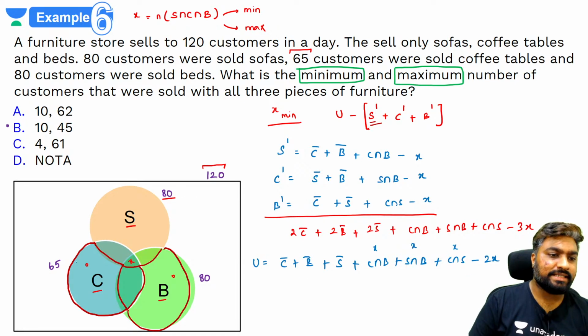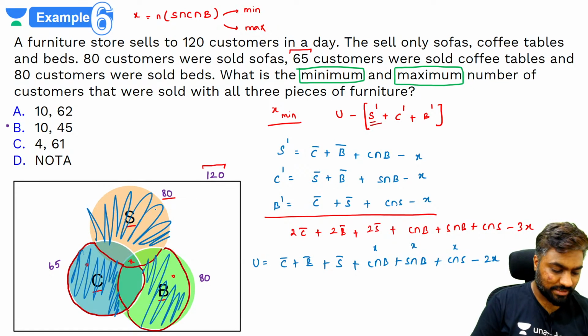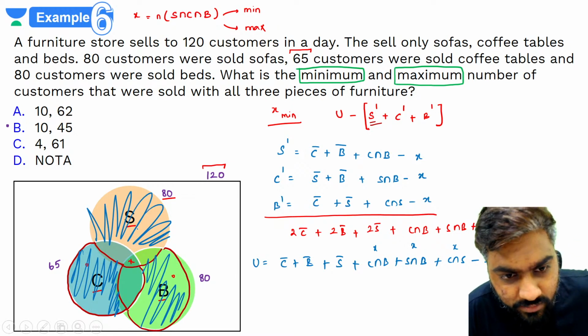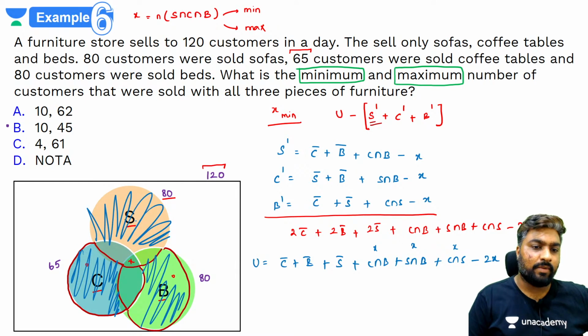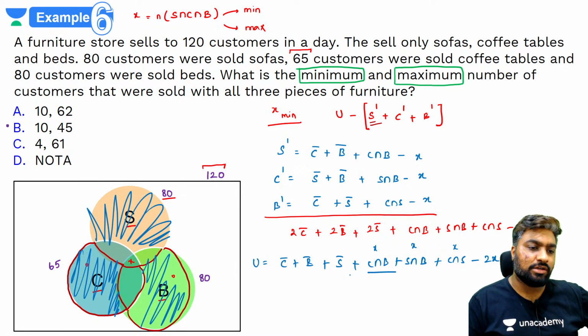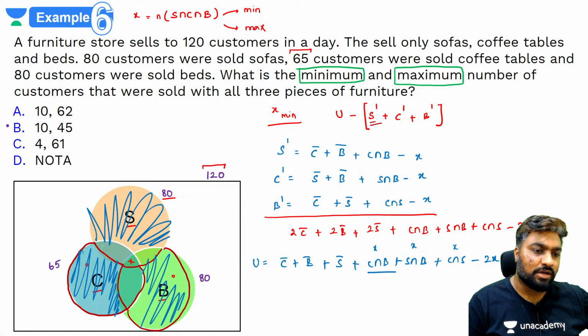Got it? Only C मतलब सिर्फ ये वाला पार्ट, देखो मैं जो हाईलाइट कर रहा हूं. Only C is just this part, only B is just this part, only S is just this part. थोड़ा सा विजुअल एड्स बराबर यूज कर लेना चाहिए था, बट ठीक है. Now when I go for intersection of C and B, क्या हो जाता है? X is also included.